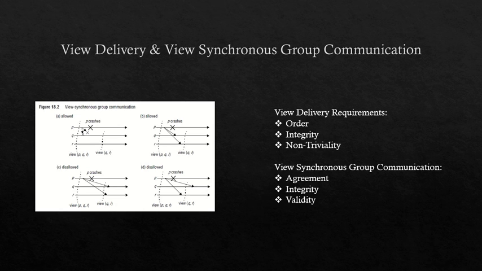Our next step is your view delivery and view synchronous group communication. View delivery requirements are order, integrity, and non-triviality. Those are your basic requirements for view delivery. You have to have these in order for that view to be delivered. I'm sorry.